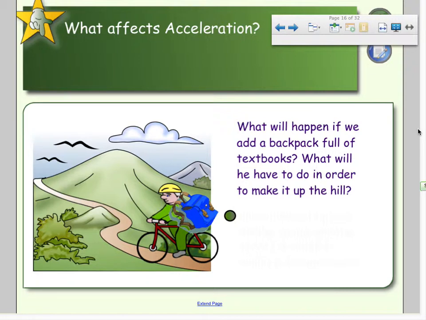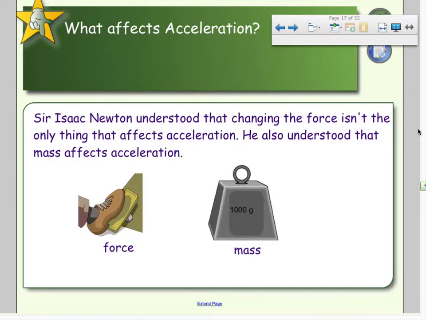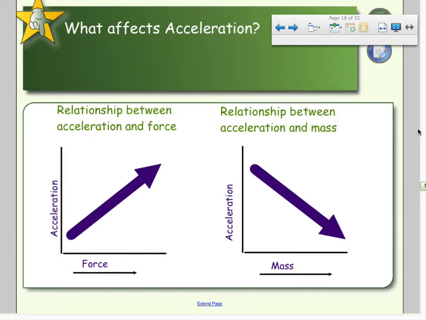What also affected that acceleration? We added textbooks, meaning we added more what? Weight. Mass. Looking here, Sir Isaac Newton understood that about acceleration. He knew that acceleration wasn't just the force. It had to do with mass as well. That's going to affect acceleration.